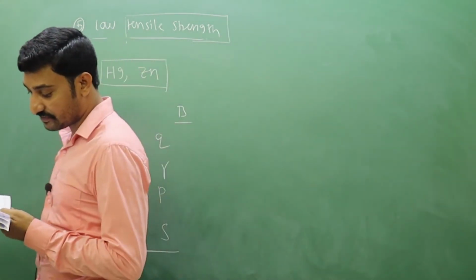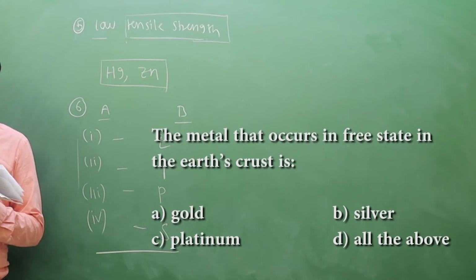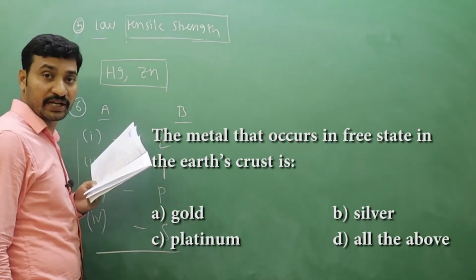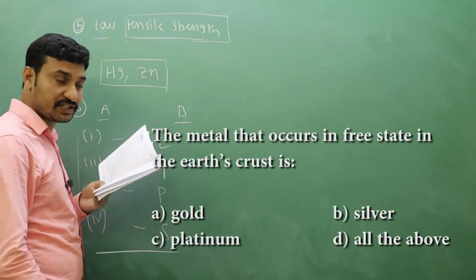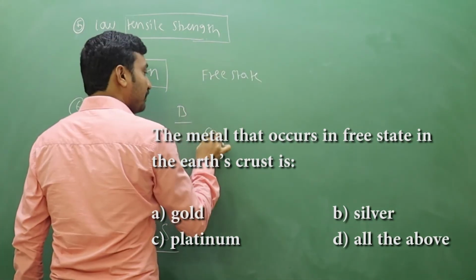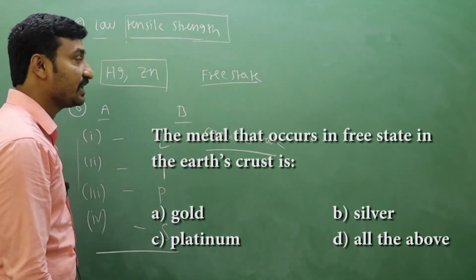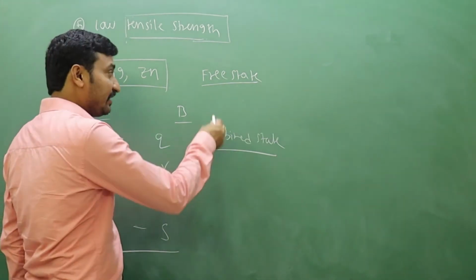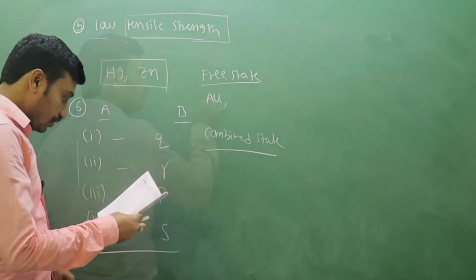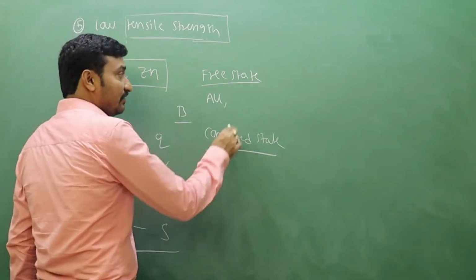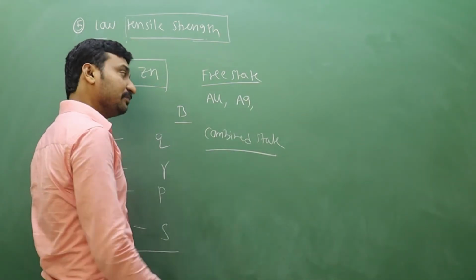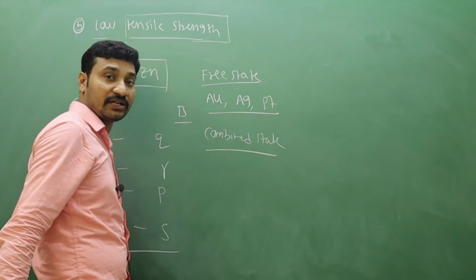Next one, question number 7: the metal that occurs in free state in the earth's crust. Gold occurs in free state, not in combined state. What is the difference between free state and combined state? Free state means it is available individually. For example, gold occurs in free state, Au. Silver, Ag, also occurs in free state, and platinum also occurs in free state, not in combined state.